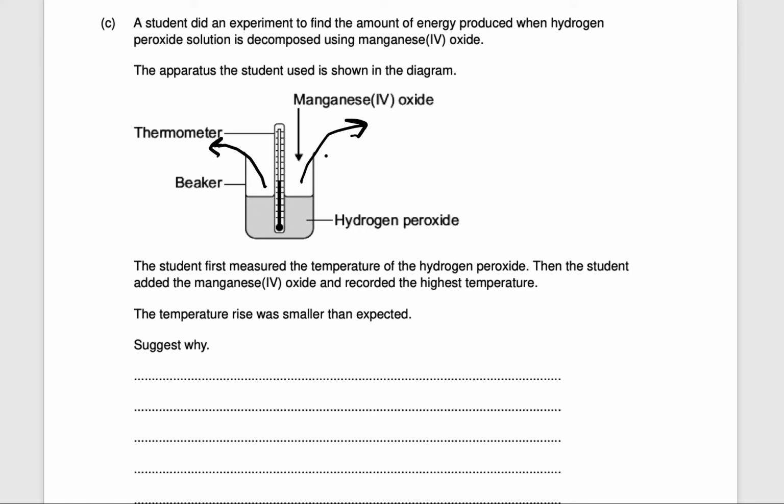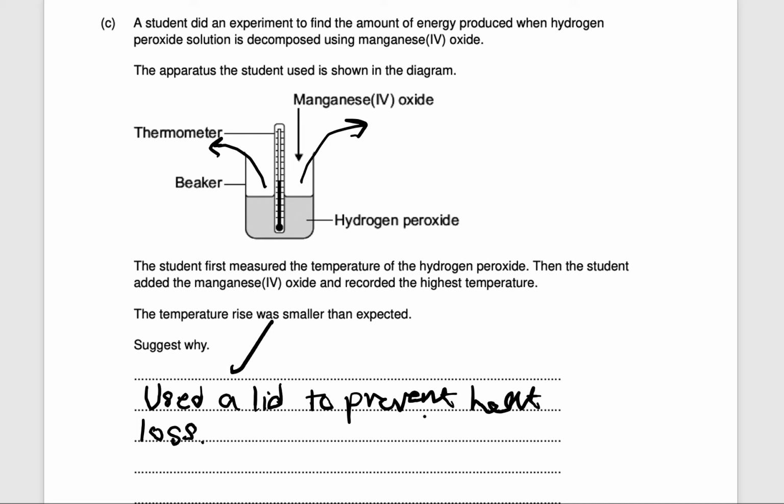So to prevent this, well, they could have used a lid to prevent heat loss. So they could have used a lid which would prevent the heat loss from escaping. Okay, and that's what you needed to say. Looking at this, heat is being lost, so using a lid to prevent heat loss.